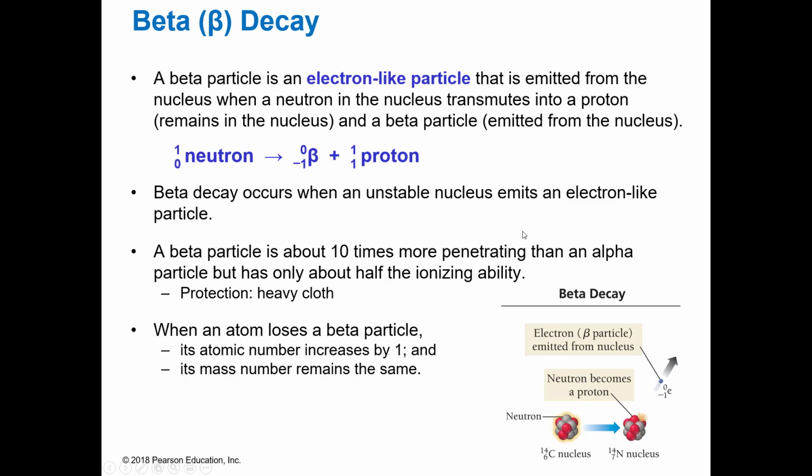equations later. A beta particle is like an electron, basically. And so when you emit a beta particle, you're going to actually gain in number. Okay, beta occurs because you have an unstable nucleus, and so it gets rid of that electron-like particle. It's 10 times more penetrating, and so you have to have some heavy cloth, a really heavy apron. Its atomic number will increase by 1, but its mass will stay the same.